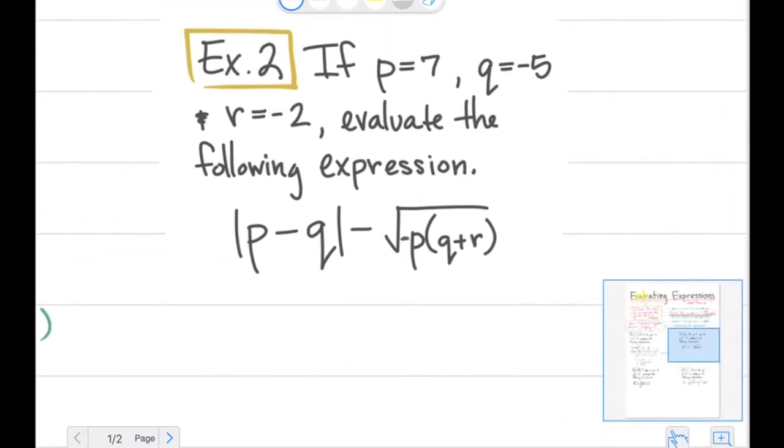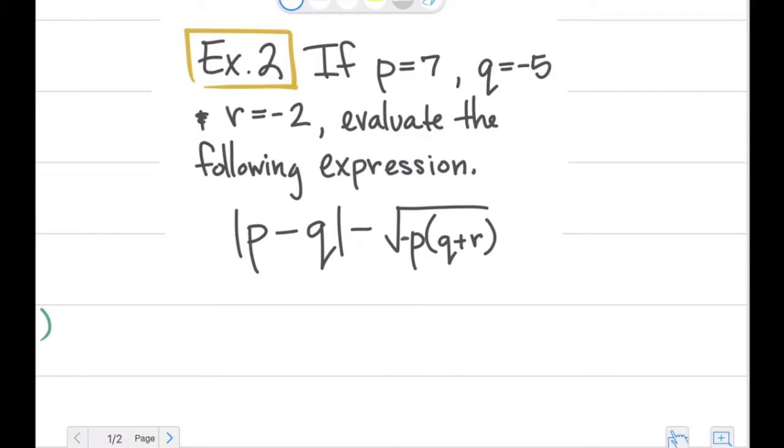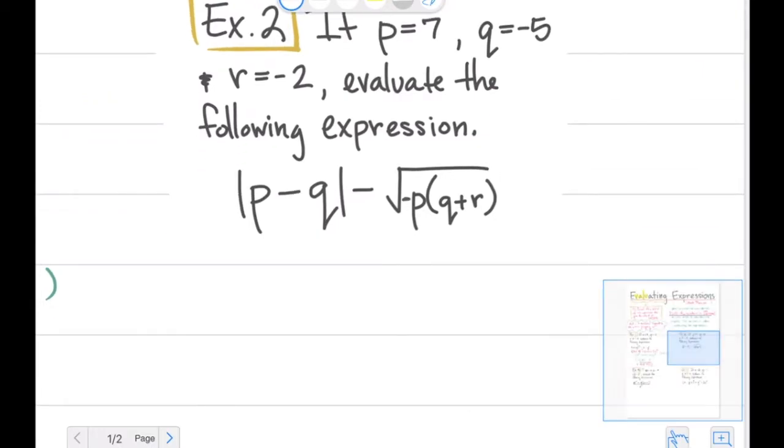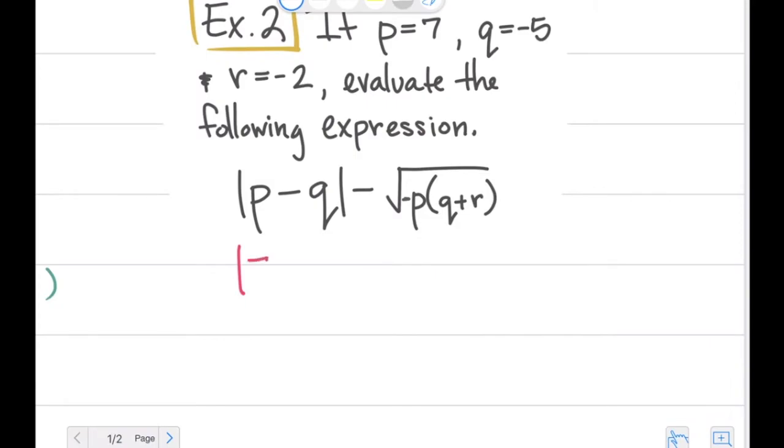Next question, if p equals 7, q equals -5, and r equals -2, evaluate the following expression. So let's go ahead and start plugging in. We've got the absolute value of p, which is 7, minus q, minus -5. Again, make sure you put that -5 in parentheses, minus the square root of -p. So the negative right here is in the expression. Then p, let's go ahead.